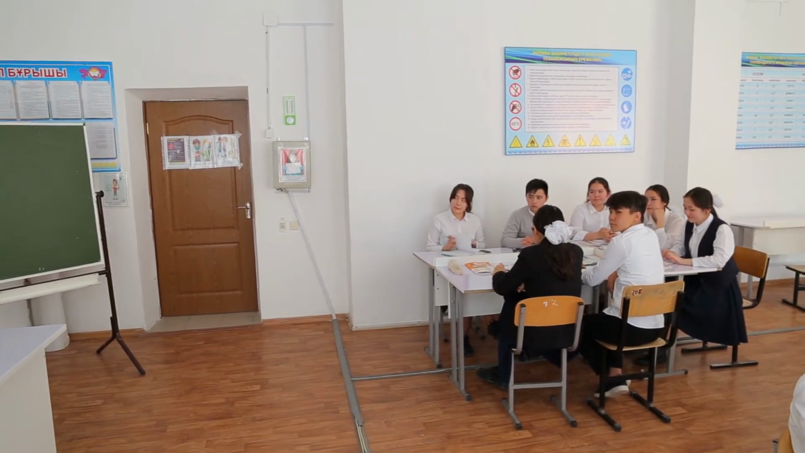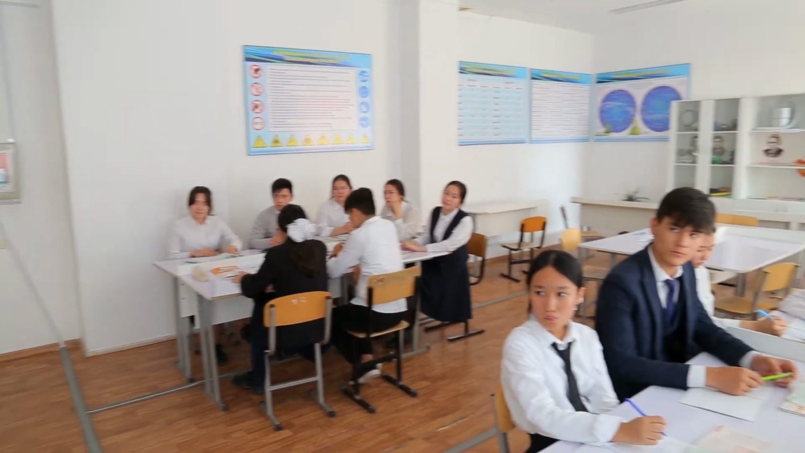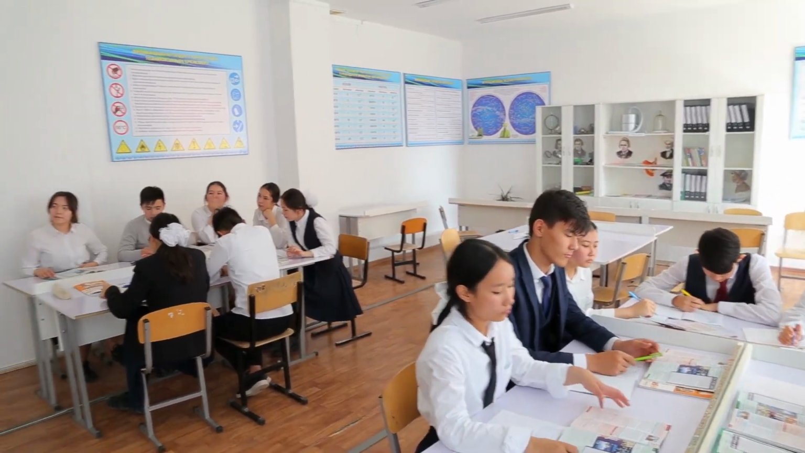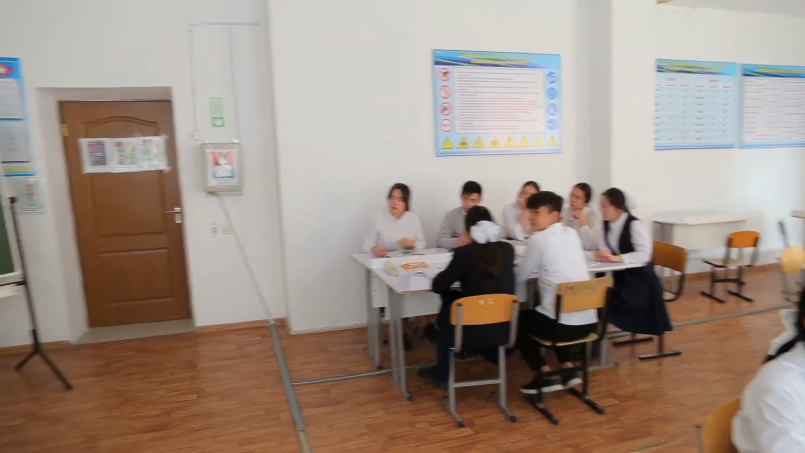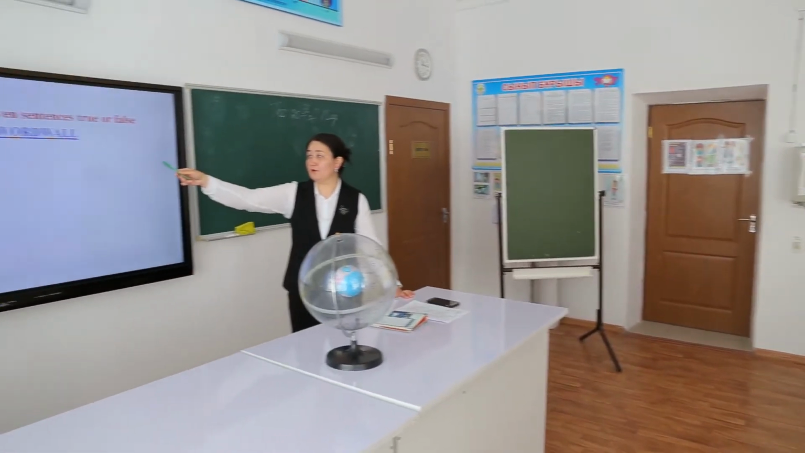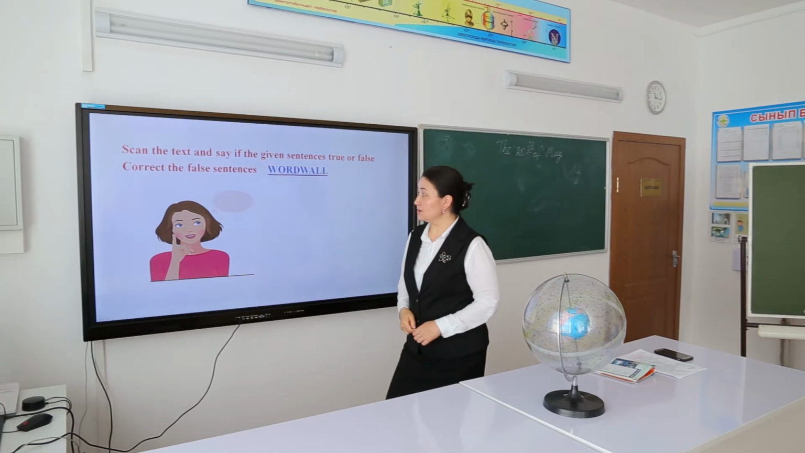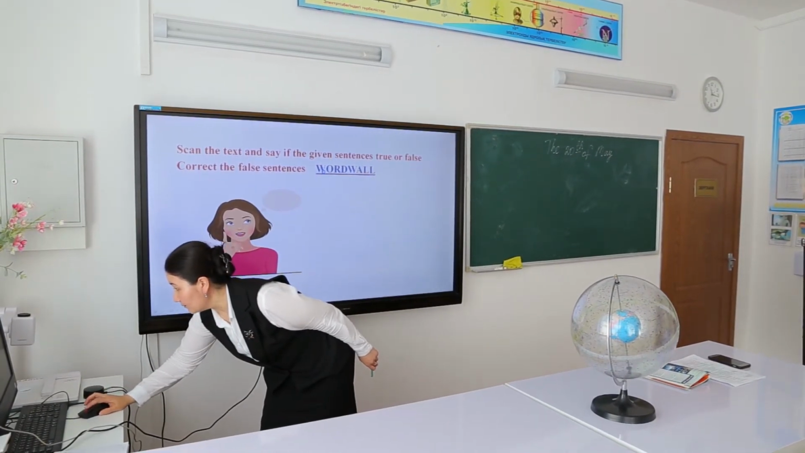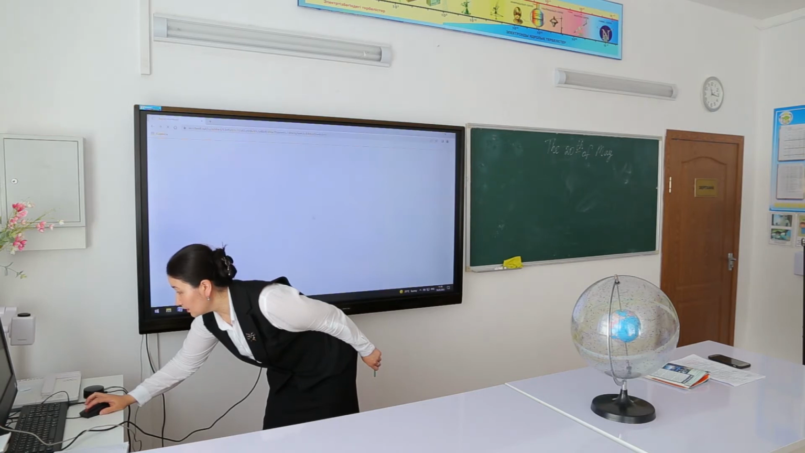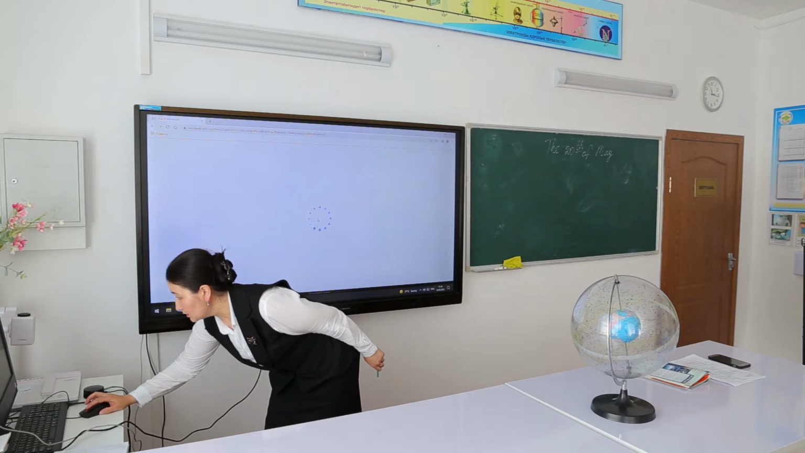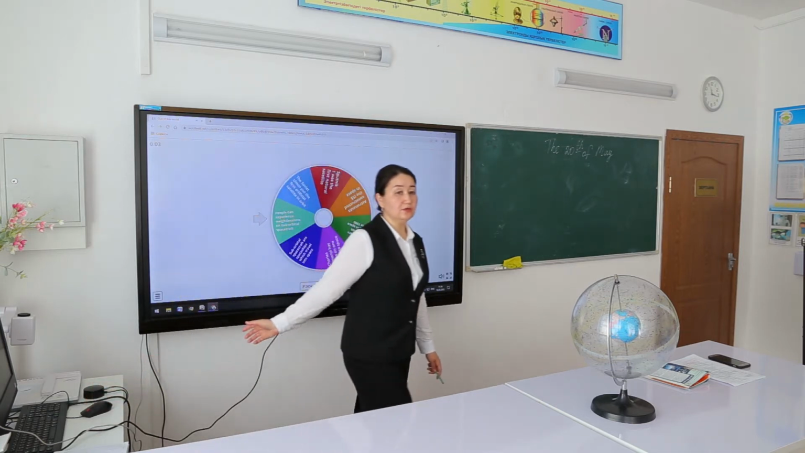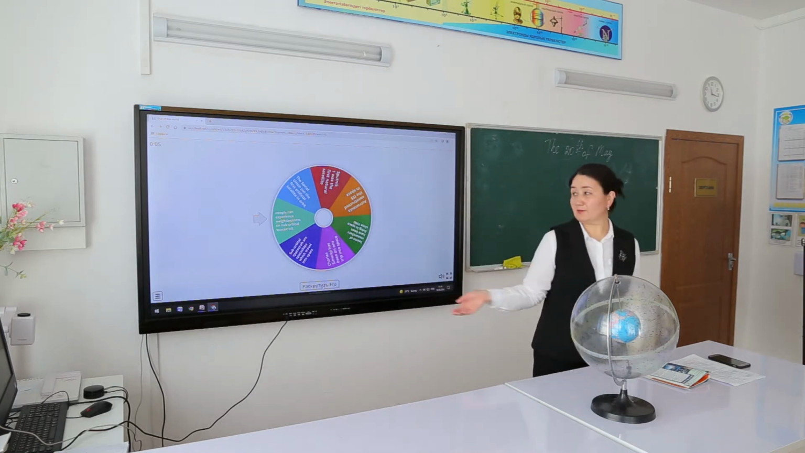Scan the text again, please, students, and say if the given sentence is true or false, and correct the false sentences. We'll work with the Wordwall program. True, false tasks. Please, who wants to do? Tamiris, come on.